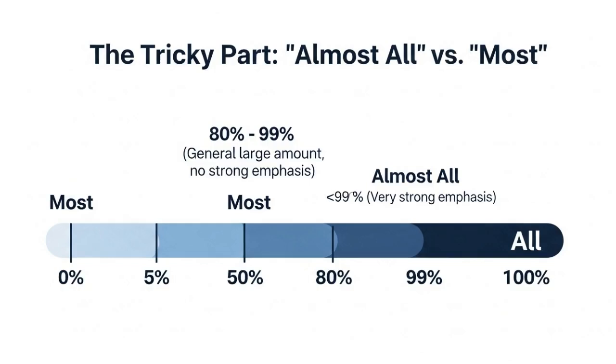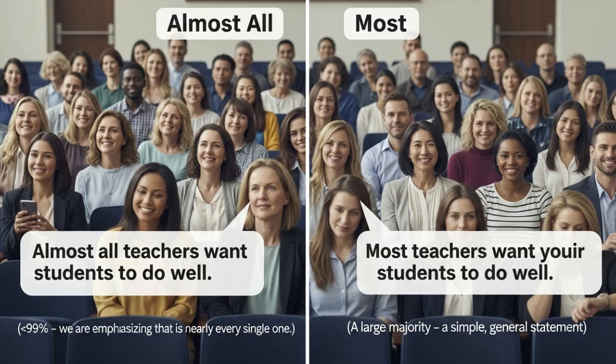We also have most here. Most is less than almost all. So I told you before, most is usually about 80 to 99%. If this is a ranking scale, most is a little less than almost all. So let's look at some examples. Almost all teachers want their students to do well. So this means about 99% of teachers want their students to do well.